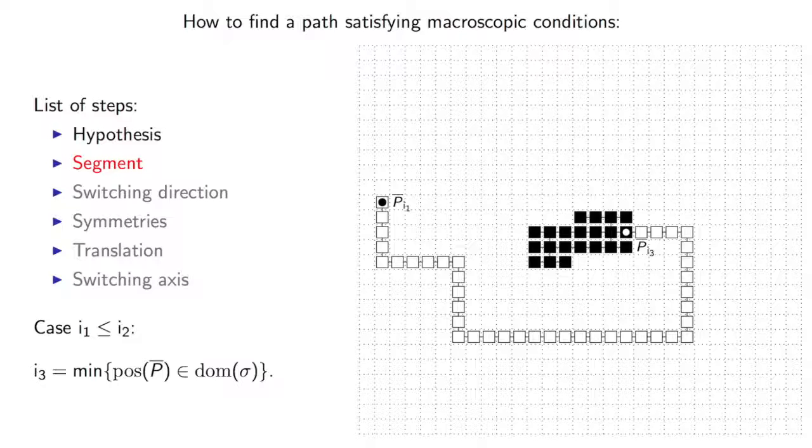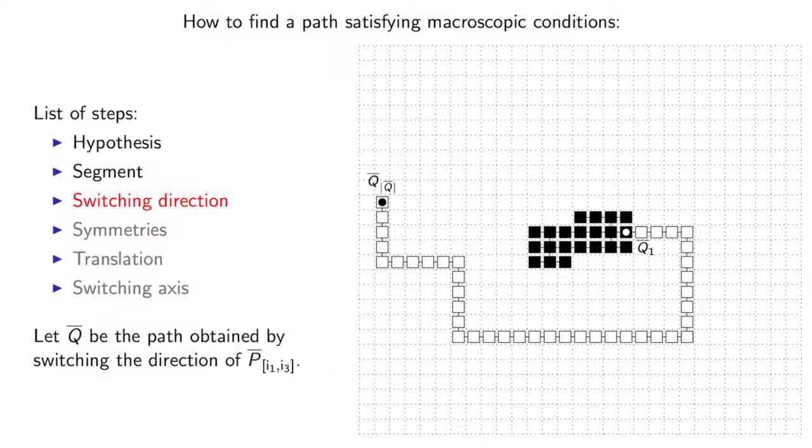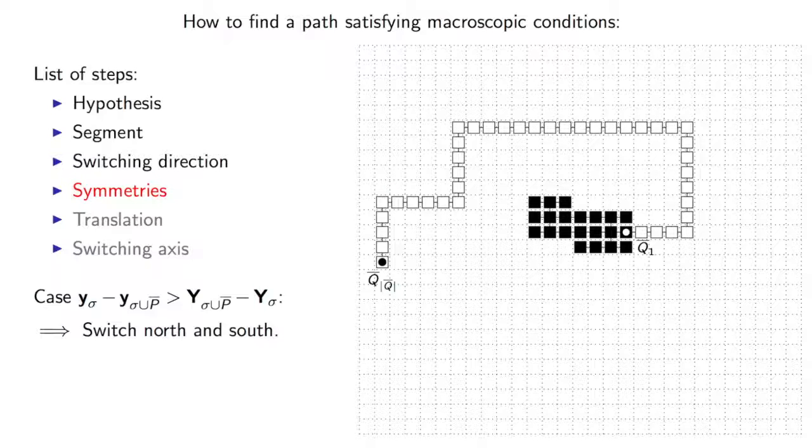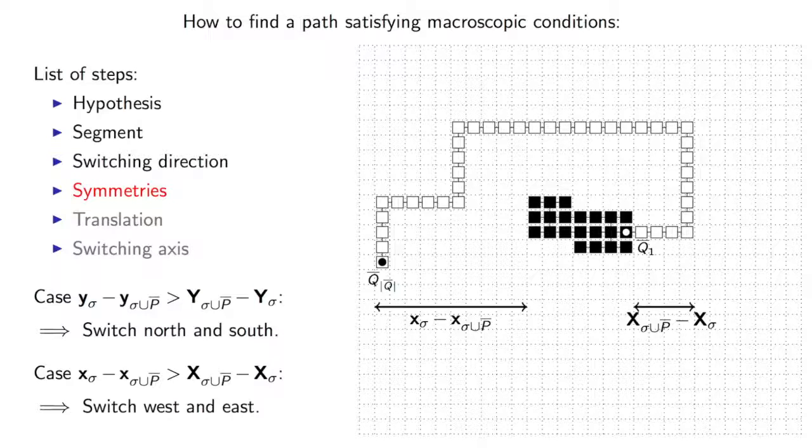Then let's switch the direction of this segment. We obtain a path assembly Q which is producible by the tile assembly system and whose only common tile with the seed is Q1. Now, we are in the case where the path assembly grows more to the south of the seed than to the north of the seed. In this case, let's make a symmetry of axis X. We obtain a path assembly which grows to the north of the seed. Remark that this operation modifies the tile set in the seed. For each tile type, its north and south glues have been switched.